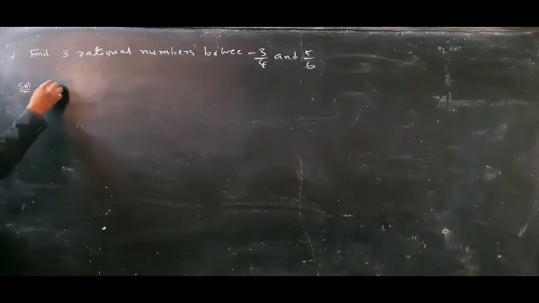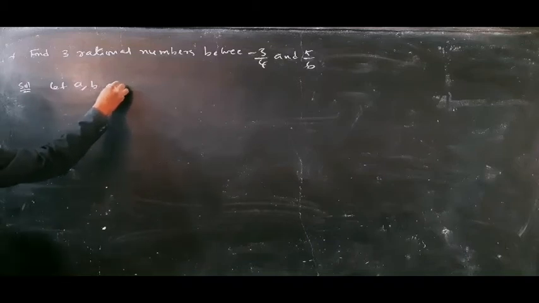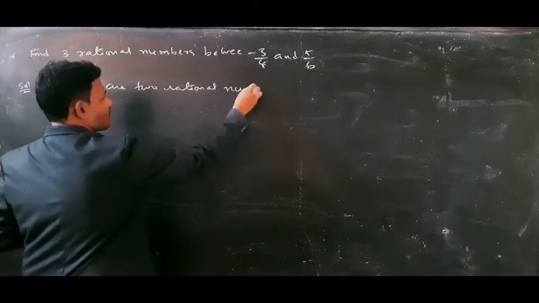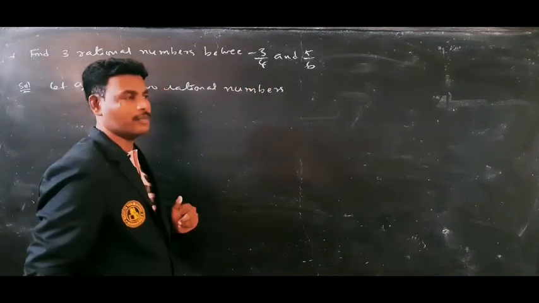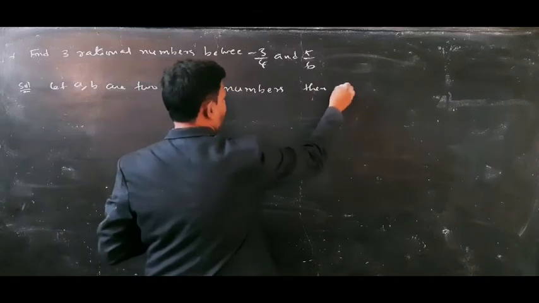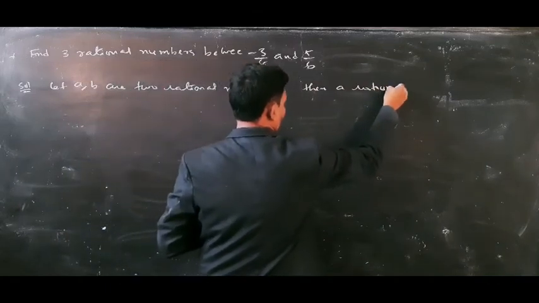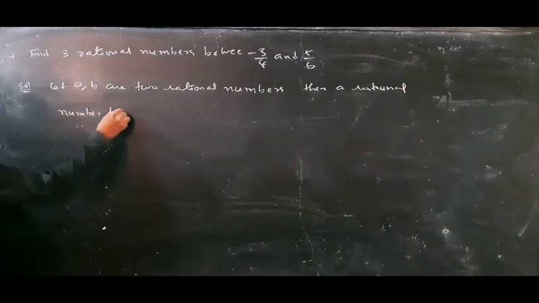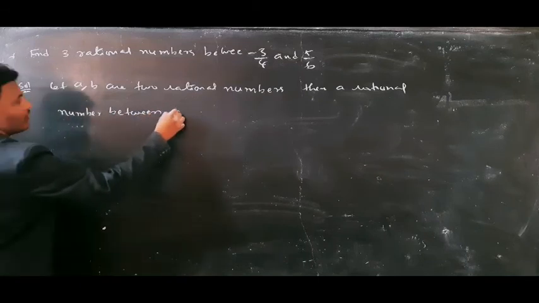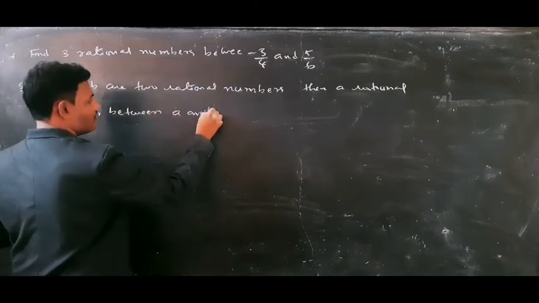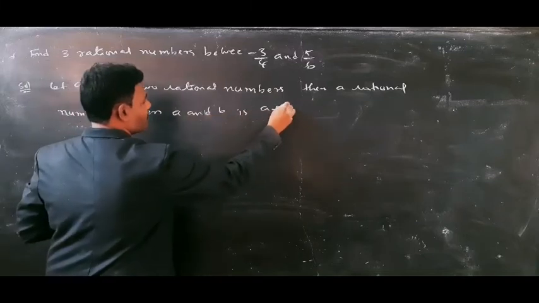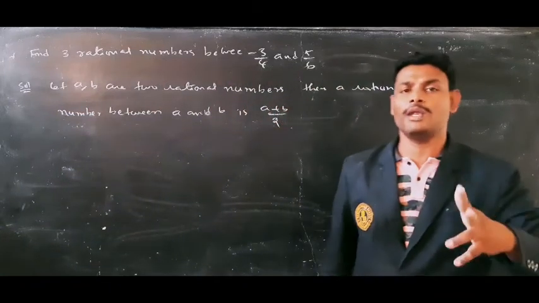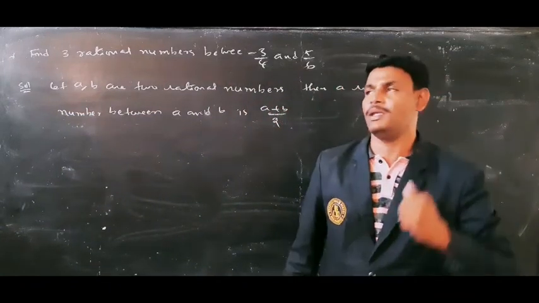Solution. Let A, B be two rational numbers. Then a rational number between A and B is (A plus B) by 2. Here A, B are two rational numbers. Then (A plus B) by 2 is a rational number between A and B.